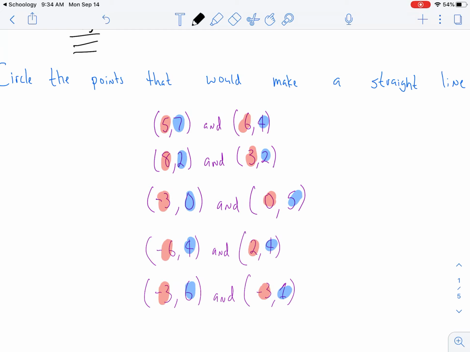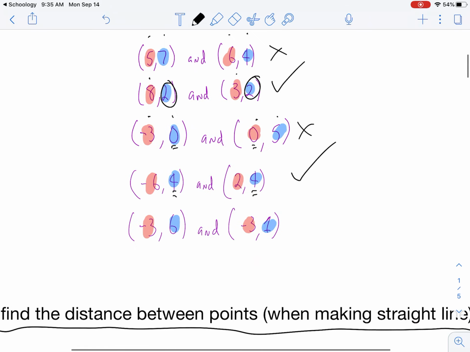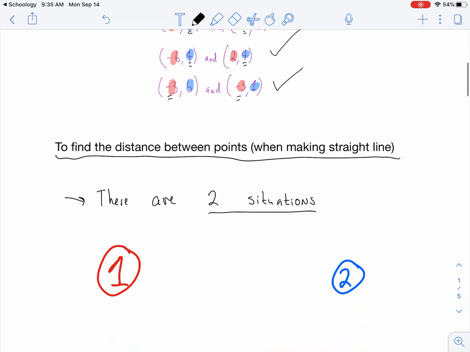So here, the X is a 5 and a 6, and a 7 and a 4, those don't match. Here, it's an 8 and a 3, but my Y coordinates are both 2, so that's a straight line. Then -3 and 0, 0 and 5. Yes, we do have 2 zeros, but those are an X and a Y, so that doesn't matter. That one's out. Here we have matching 4s. And here we have matching -3s. Okay, so be able to start differentiating that.